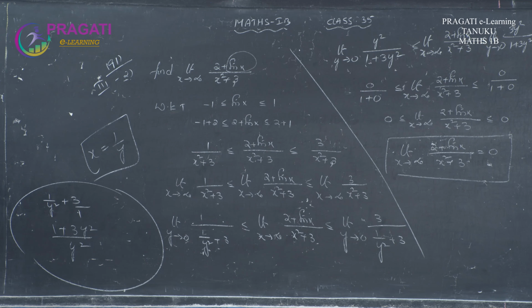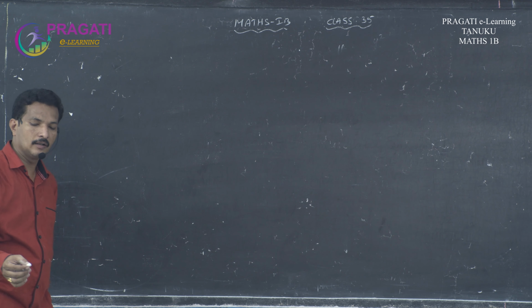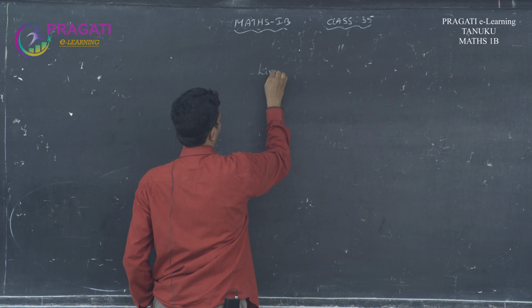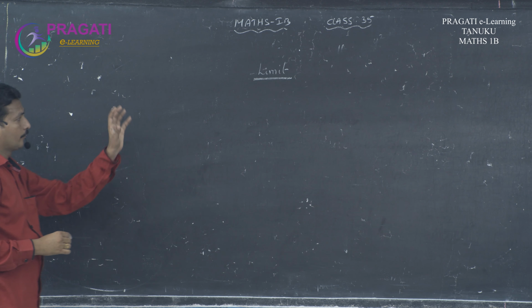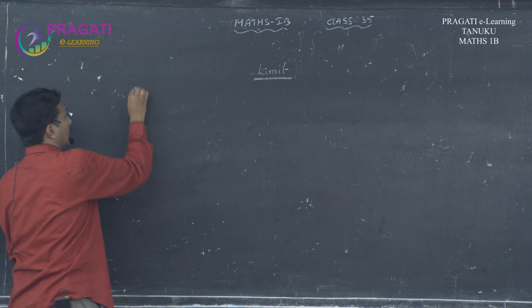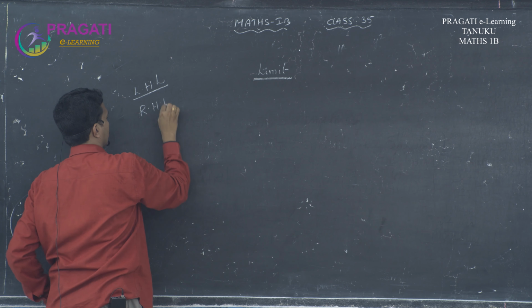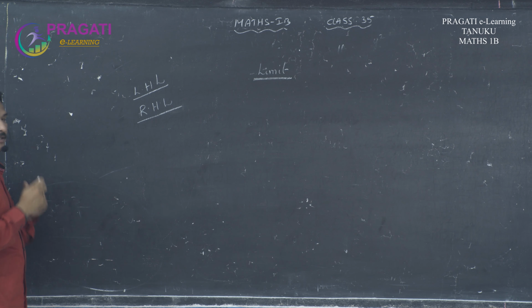And the next concept is limits. In the starting class, I already introduced the limit. Here we observe that there are two types of limits: one is the left hand limit and another one is the right hand limit. First of all, you can understand the concept and then easily solve the problems.